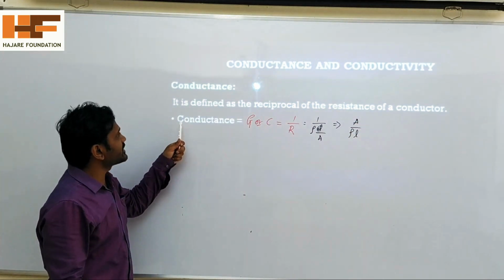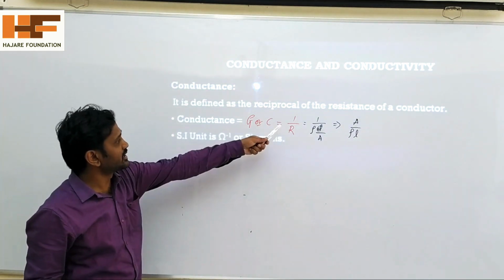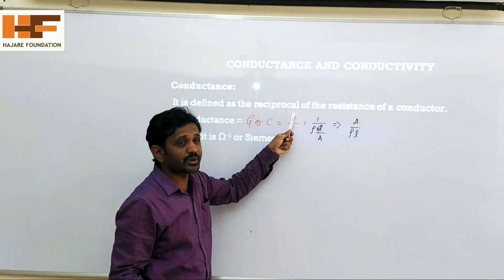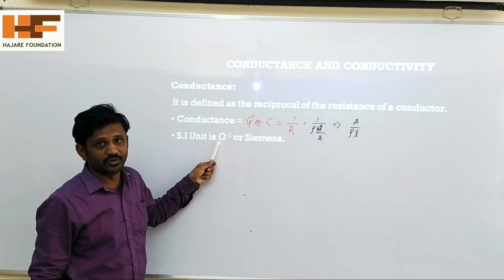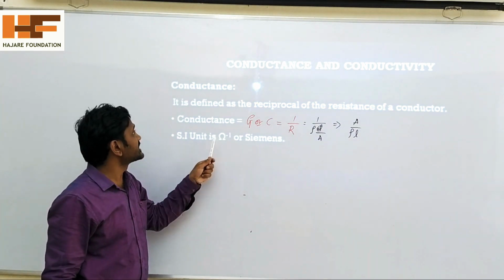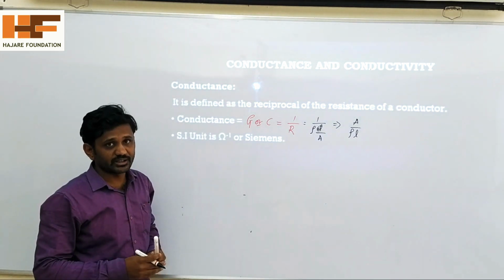Okay, then what is the SI unit of this conductance? It is 1 by R, that's why 1 by ohm, or we can call it per ohm, or Siemens. It is the SI unit of conductance.